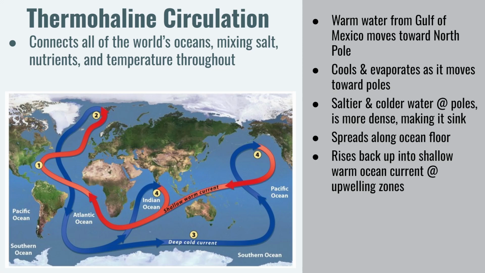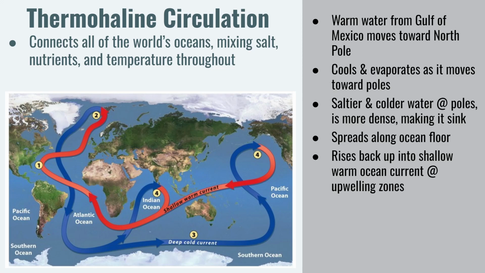All the currents in the ocean are connected and help mix the oceans across the globe. The thermohaline circulation is this movement of ocean currents that connects all of the world's oceans and mixes salts, nutrients, and temperature throughout all of them. So as we discussed in the last slide, warm surface water moves east to west along the equator and then up into the Gulf of Mexico where it warms further.